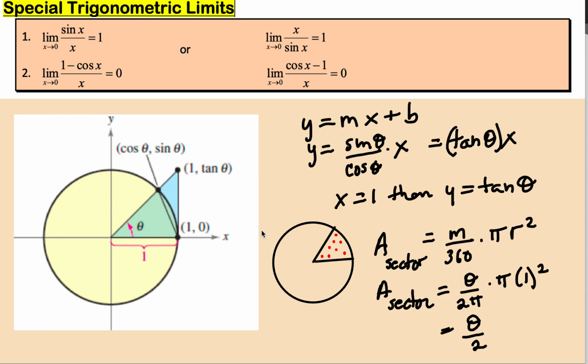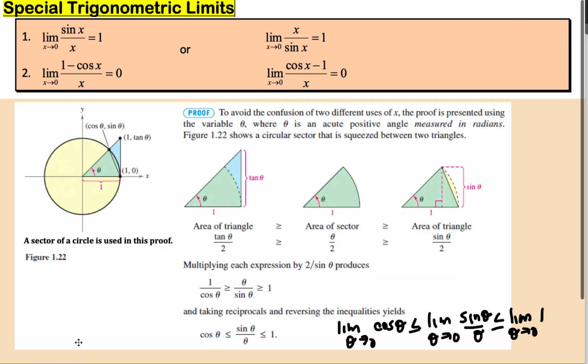I want to remind you of something in geometry. Area of a sector is m over 360 times pi r squared. That's what we call a portion of the circle. Since we're working in radians, we're going to change the 360 to 2 pi, and we're going to call m theta. And we can do a little reducing, and we get theta over 2. So the area of a sector when we're working with radians is theta over 2. Okay, that's going to help me with this.